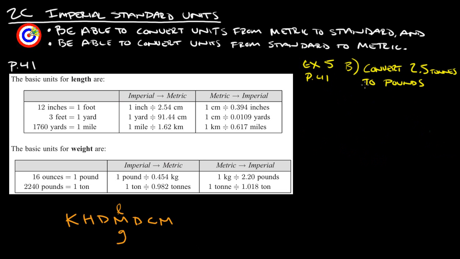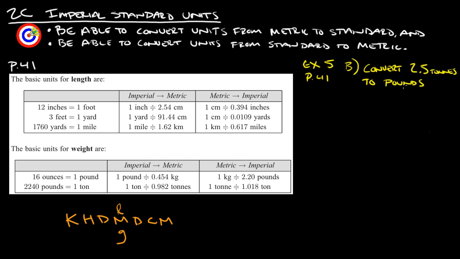Here's example 5B. Convert 2.5 tons to pounds. Notice over here that 1 ton imperial equals 0.982 tonnes, T-O-N-N-E-S, in metric. That's not the same tons that we're used to. It looks pretty close, but not quite.